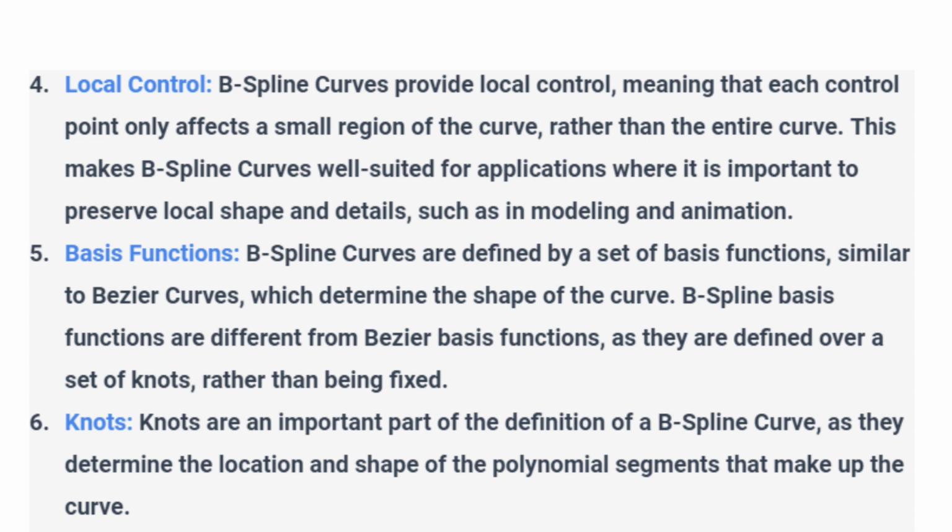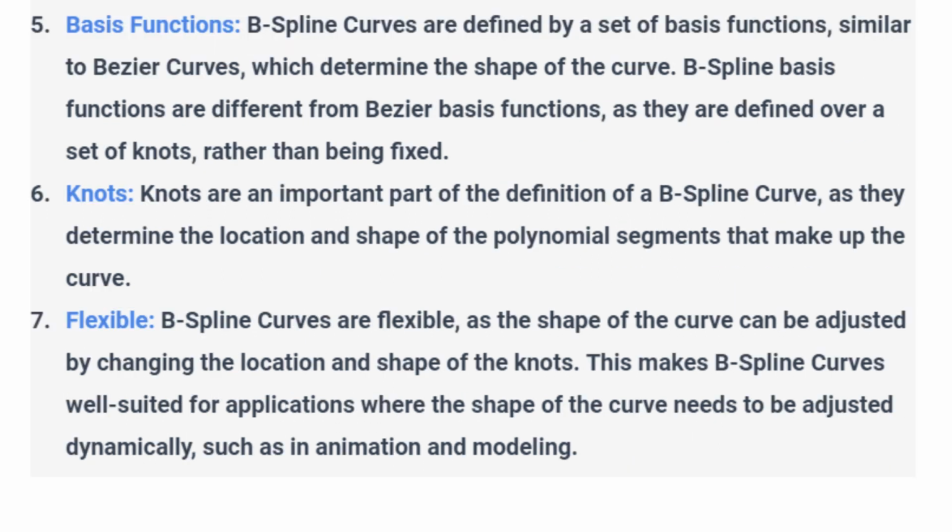B-spline curves are defined by a set of basis functions, similar to Bezier curves, which determine the shape of the curve. B-spline basis functions are different from Bezier basis functions, as they are defined over a set of knots, rather than being fixed. Knots. Knots are an important part of the definition of a B-spline curve, as they determine the location and shape of the polynomial segments that make up the curve.